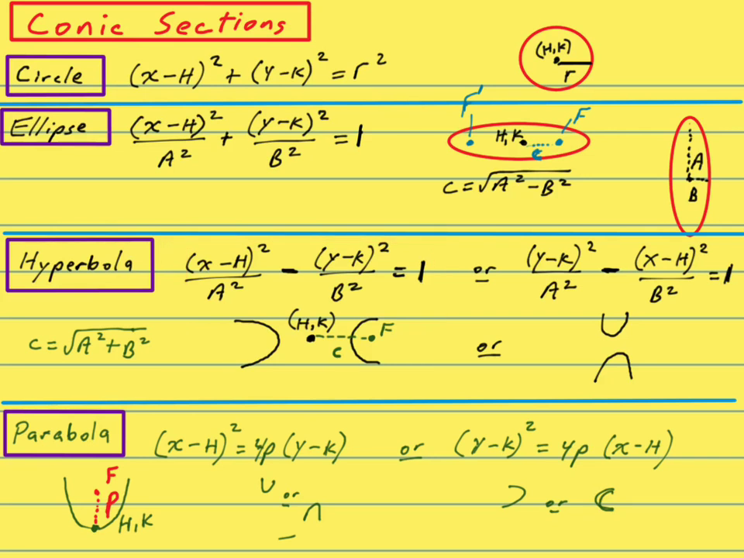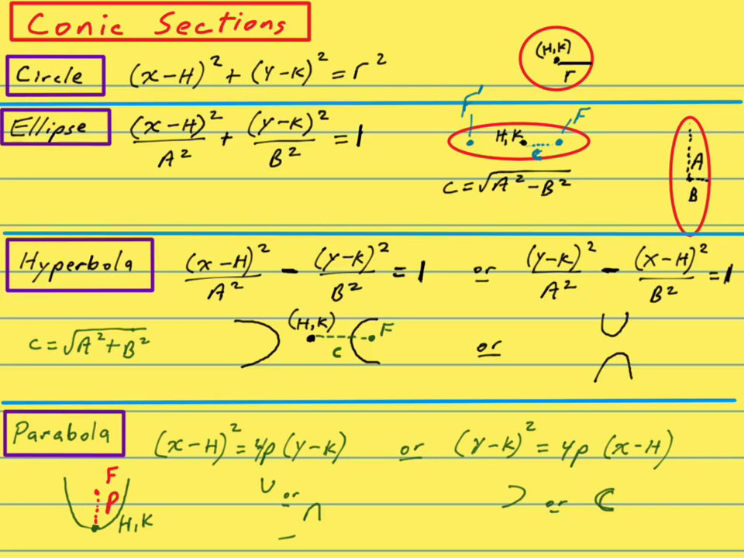Now, on a parabola, there is only one variable squared. If the x is squared, it'll be opening up or down. If the y is squared, it'll be opening to the right or to the left. So I'd like you to get familiar with the formulas.